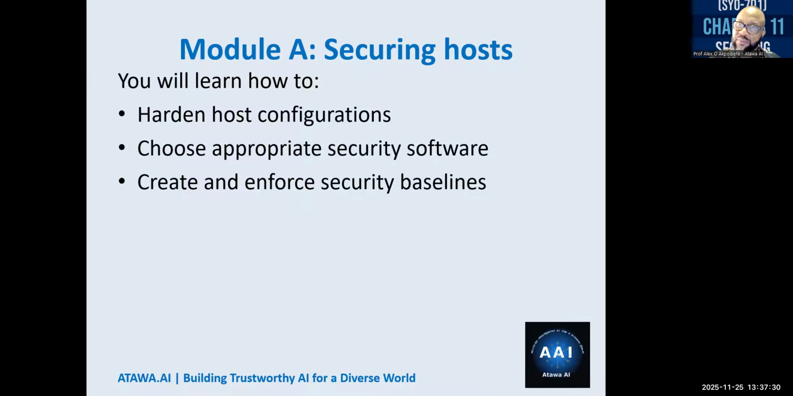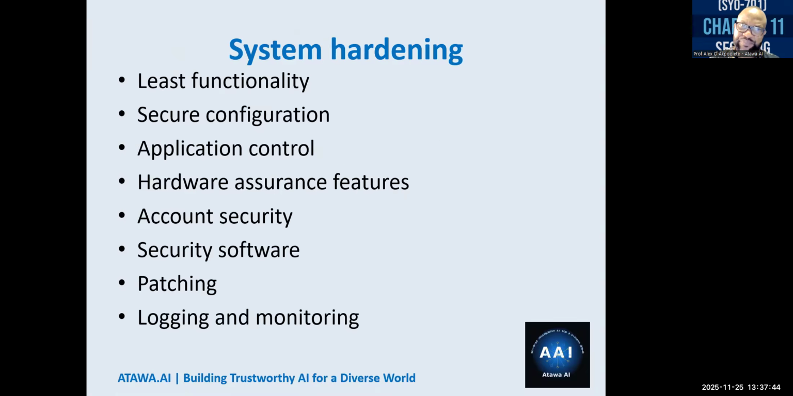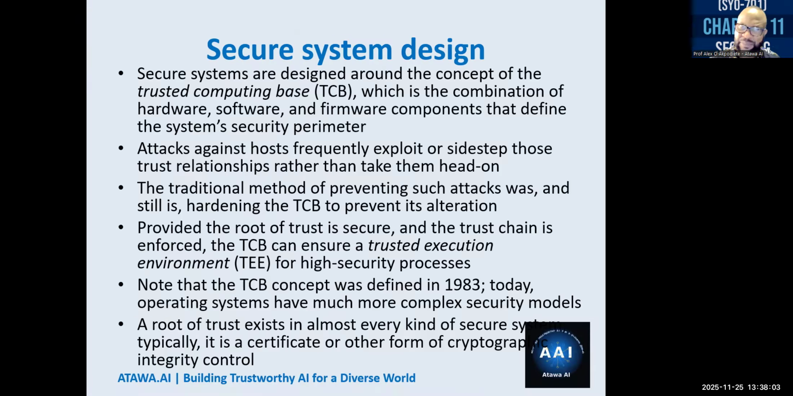So this module is divided into module A and module B. Module A is just about securing hosts. Here we talk about hardening your host configuration, choosing the appropriate security software, and how to create and enforce security baselines. So when you're talking about system hardening, making it stronger, we talk about stuff such as least functionality, secure configuration, how do we control the applications, the software we're having, and definitely patching and then logging and monitoring what is going on in our system.